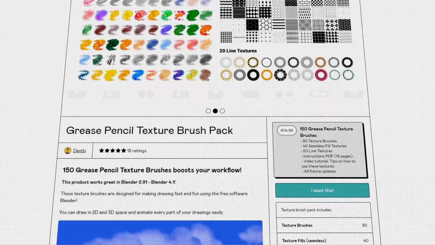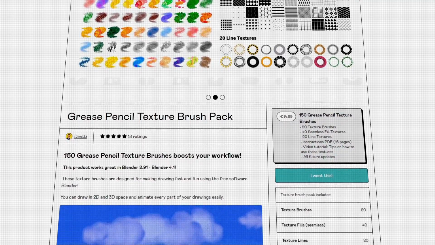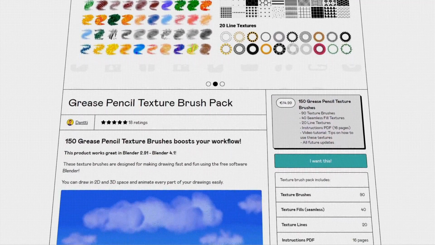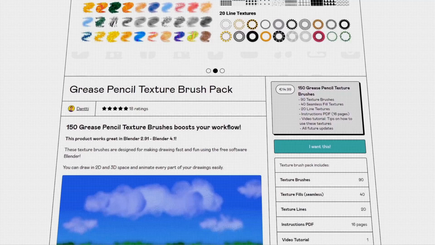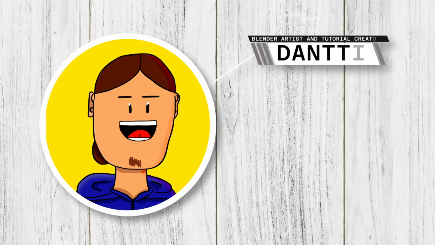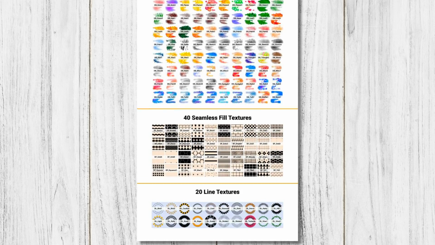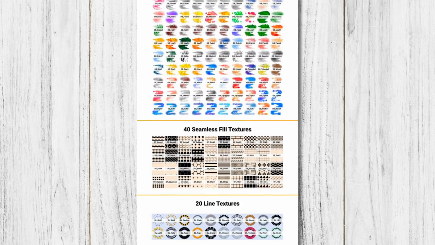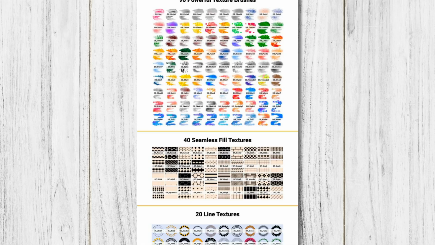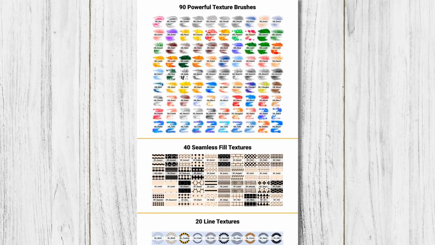If you are looking for an all-encompassing general texture pack for grease pencil, then look no further than Grease Pencil Texture Pack, made by Dante. It provides 150 textures to work with, split among different tools for you to either draw in 2D or 3D, or even sketch on top of other objects.